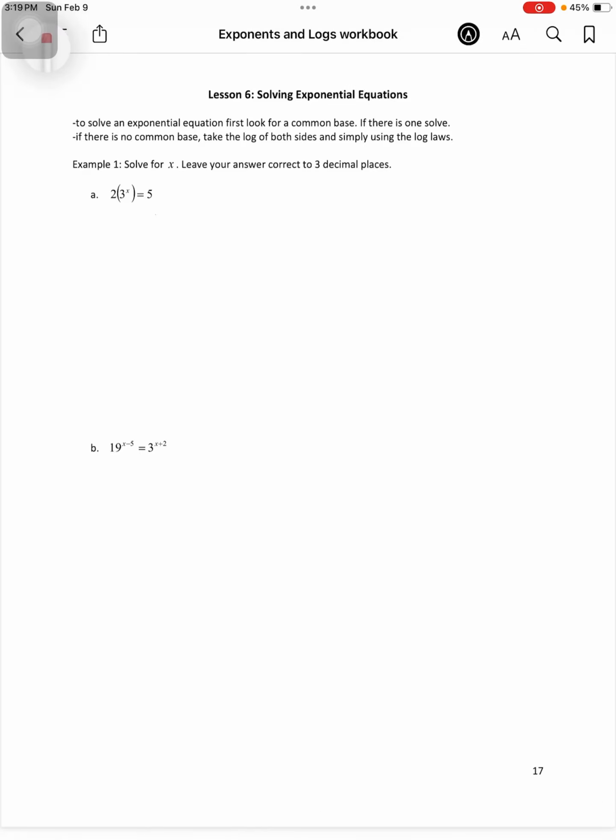So let's begin. Here, letter A, we have to solve for x, and x is in the exponent spot attached to 3. Whenever you see this happen, all you really need to do in this specific example is attach a log to both sides. It's going to look like this: log, and then in your bracket, 2 times 3^x equals log 5. All we're really doing here, again, is just attaching the word log to both sides.